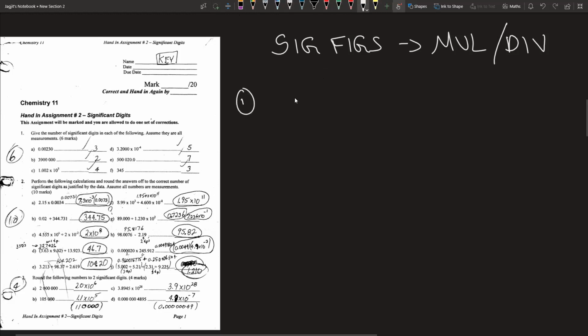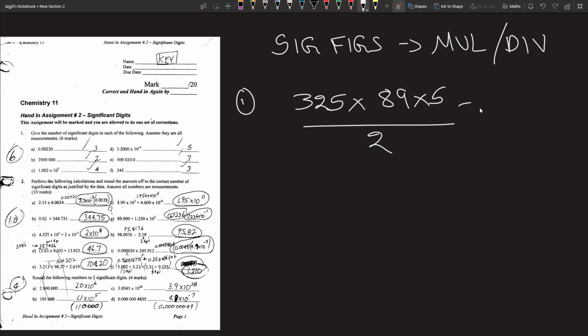What if I give you 325 times 89 times 5 divided by 2? Just blindly punch it in your calculator. So do 325 times 89 times 5 divided by 2. It gives you 72312.5. Do you guys agree?